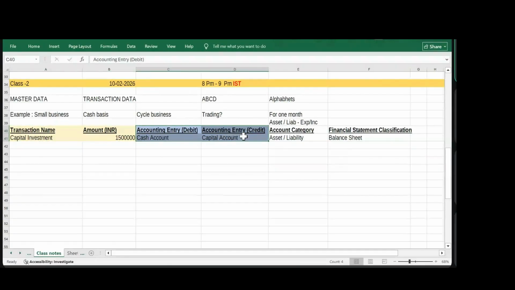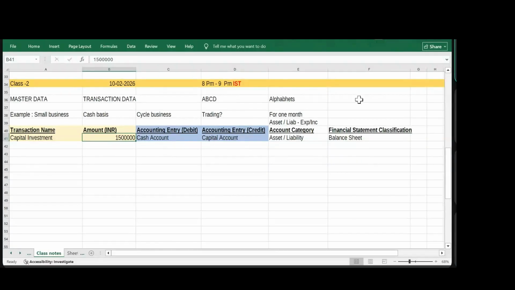And what will be the entry? Cash account debited to capital account credited. The accounting entry for debit and credit I've given. For this transaction, there are two sides. What is to be debited, what is to be credited. Same amount. So I'm not repeating the amount again and again. In these two, you understand, right?